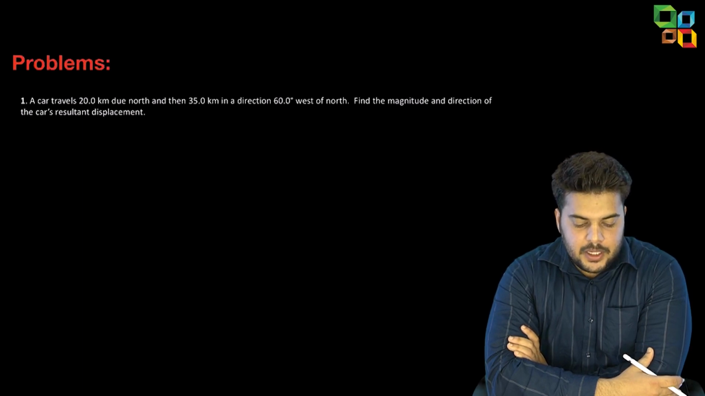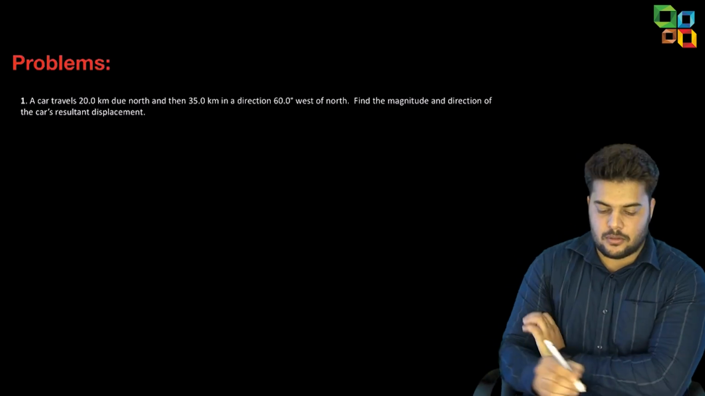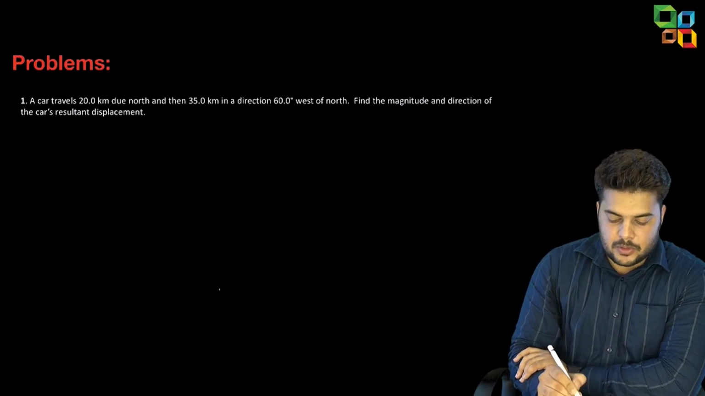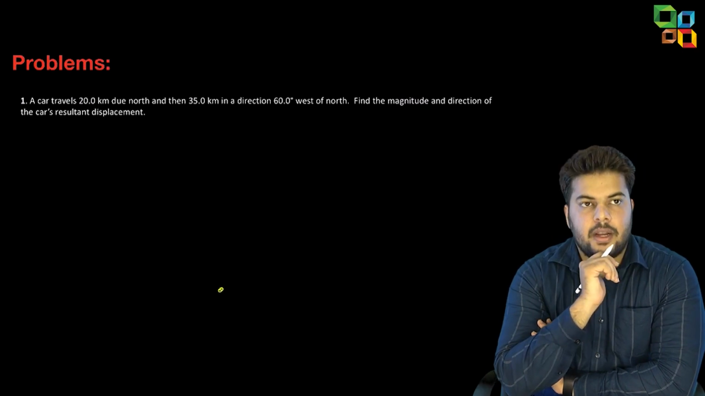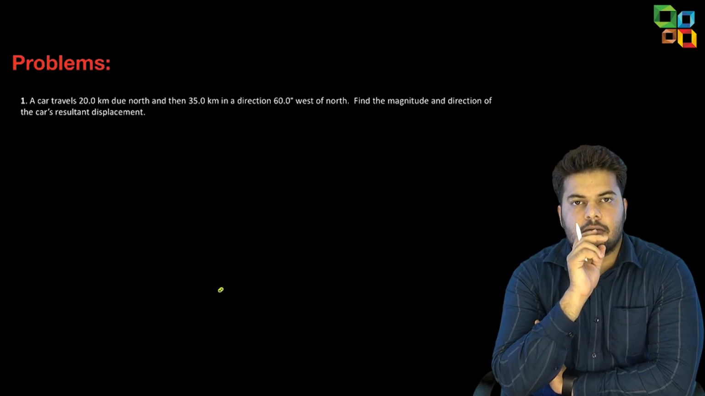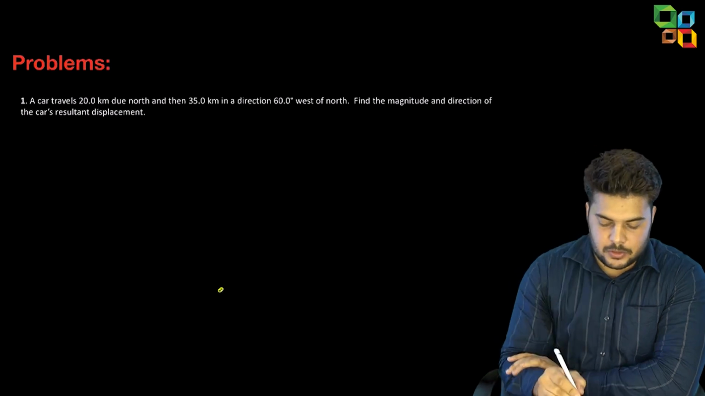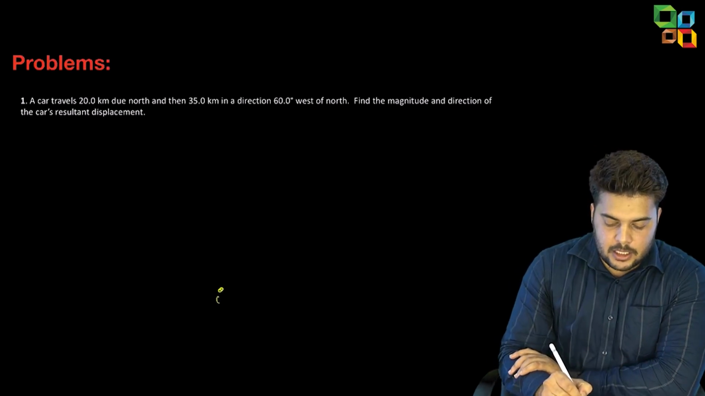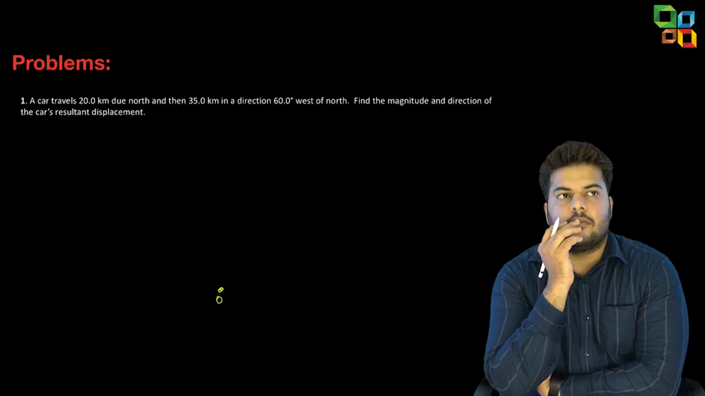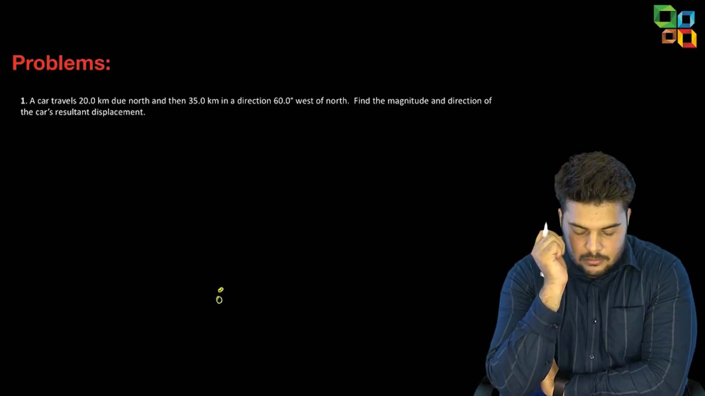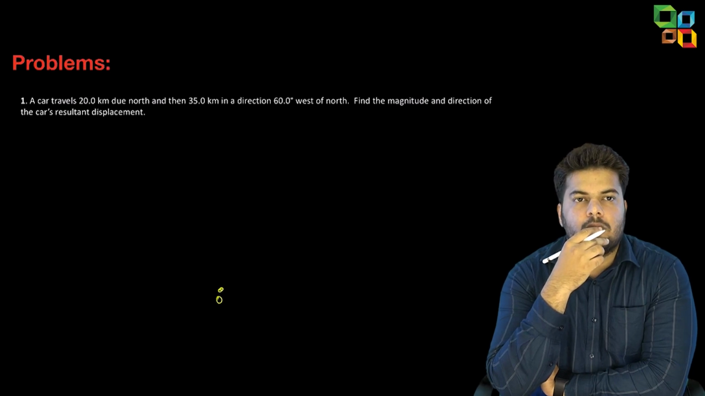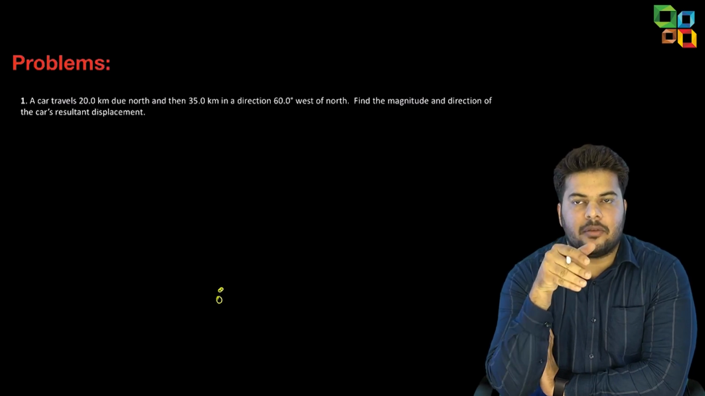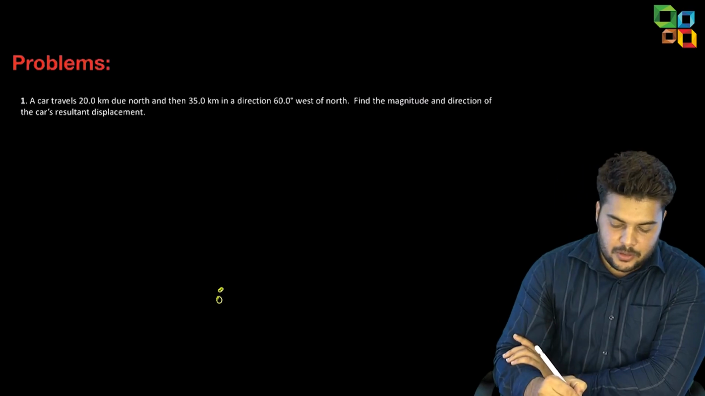So the car travels 20 km due north. So here's your starting position. That's the starting position of the car. 20 km due north means towards north. So we start from this point. This is the starting point. For some strange reasons, we call the starting point O. And we are going 20 km to the north.